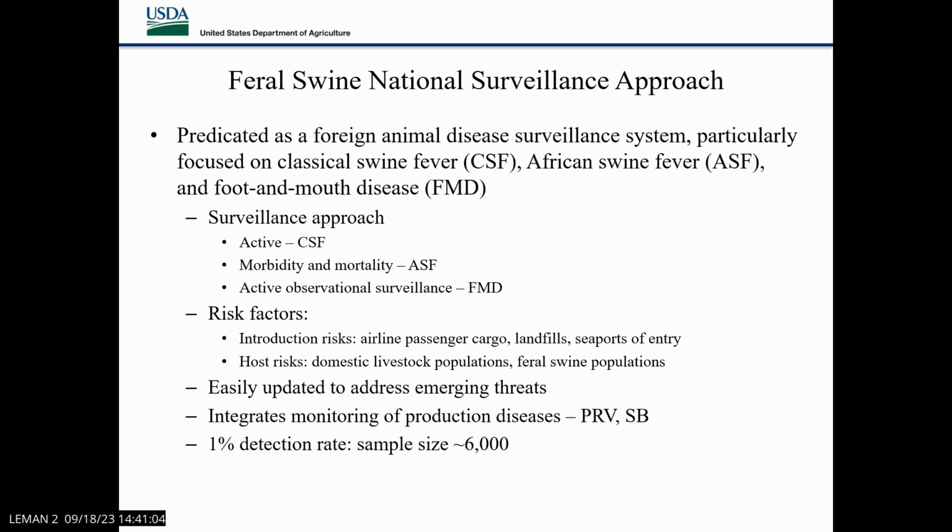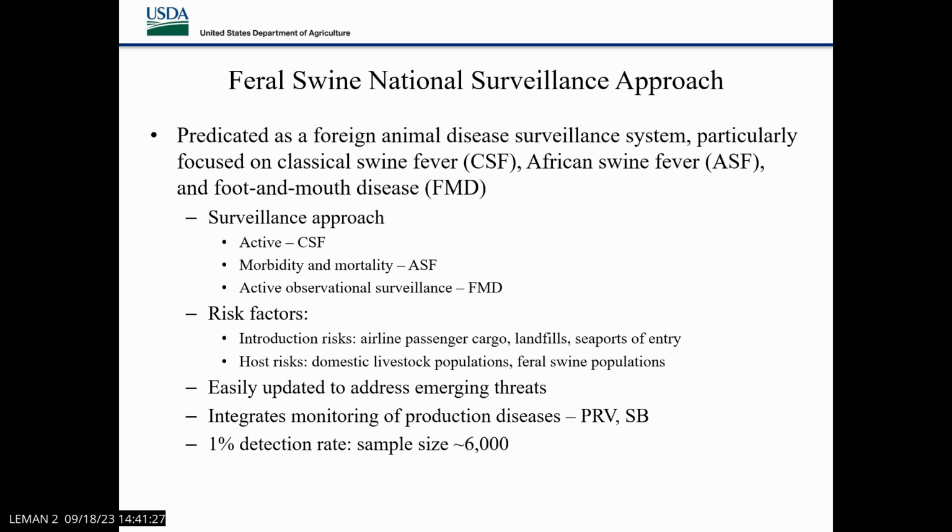So for CSF and ASF, we're looking specifically at domestic swine production. And then for FMD, we're looking at all host stock production. And then we overlay that with feral swine populations. And then every county within the US that has a feral swine population is given a county prioritization from a surveillance perspective. This, like I said, started at the start of fiscal year 21.